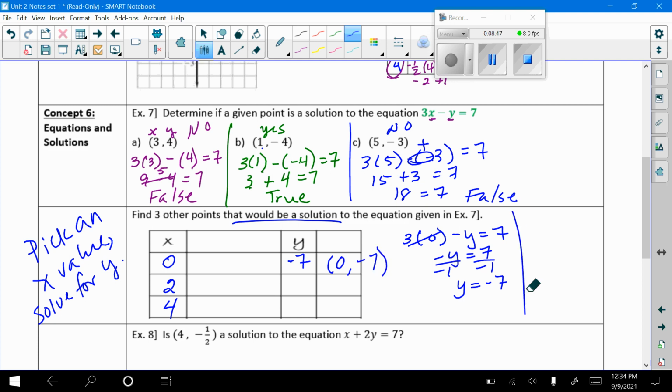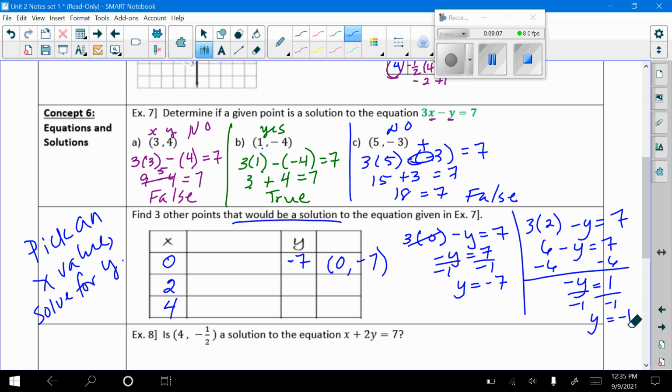Plug in a 2 and do the same thing. 3 times 2 minus y equals 7. This is 6 minus y equals 7. Take away 6, take away 6. Negative y is equal to 1. Divide by -1. Y would equal -1. So 2, -1. Again, I just picked any number for x and I plugged it in and solved for y. You have to do the last one. You're on your own.